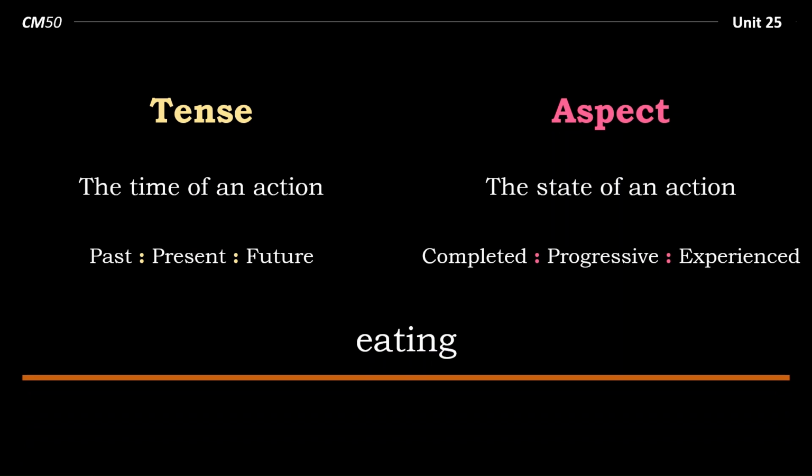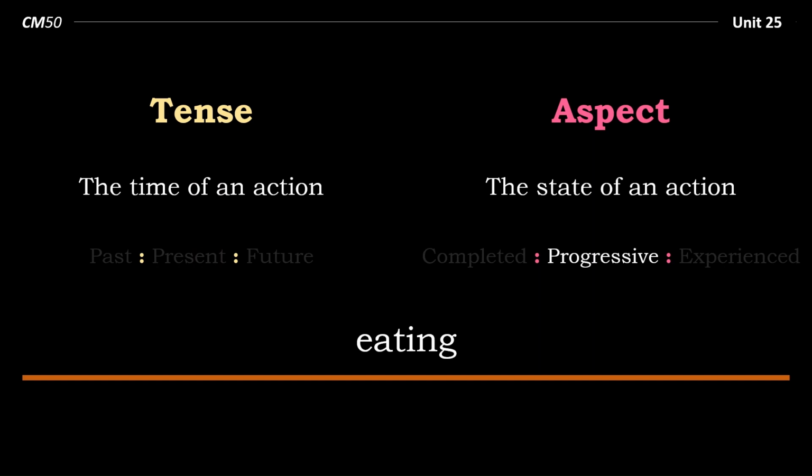Now, if we were to look at this word and we had to choose what tense it is, we might say present. And what aspect would you say it is? You might say progressive. The reality is, just from looking at this word alone, we don't know which tense it is, but we do know that it is progressive aspect. In order to get the tense, we need to pair it with another word or put it into a sentence.